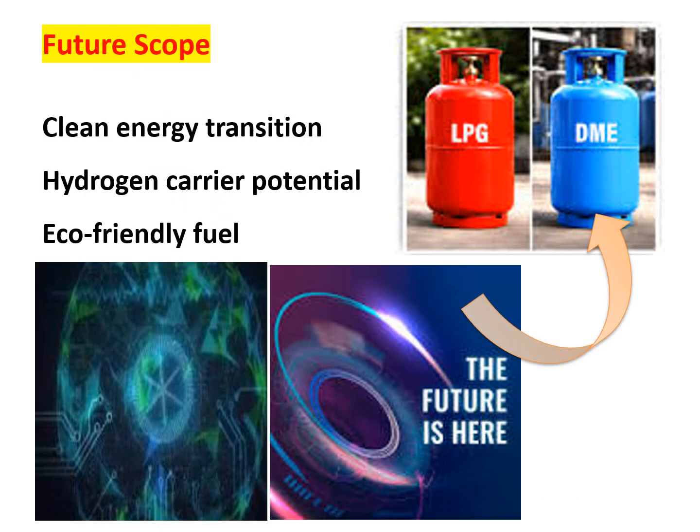And the future scope: clean energy transition, hydrogen carrier potential, and eco-friendly fuel. Eco-friendly, that is no sulfur dioxide production, no sulfur trioxide, and no nitrogen dioxide or nitrogen trioxide. Oxides of nitrogen and oxides of sulfur are not produced, so eco-friendly fuel. And also you don't depend on petroleum only, you can produce from biomass and also from molasses.